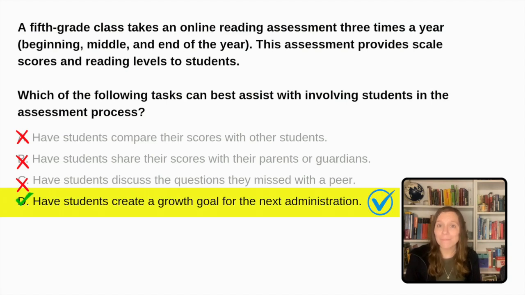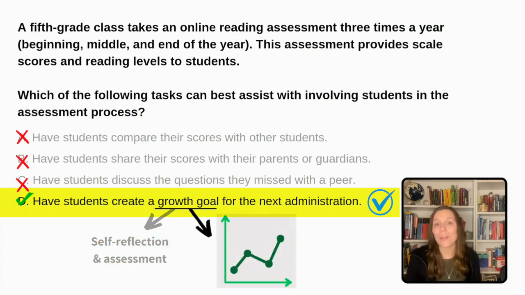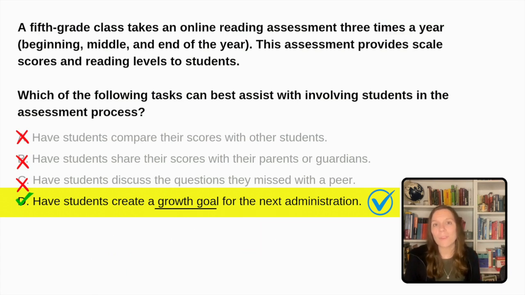A growth goal is wonderful because it requires self-reflection and students assessing their own learning and understanding. And this involves them in the assessment process. There are a lot of different ways that you could set this up. You could have them create a graph, for instance, so that they have a visual of their progress from one assessment to the other. But what's most important here is that this allows them to reflect on their performance and establish how they think they might perform in the future.